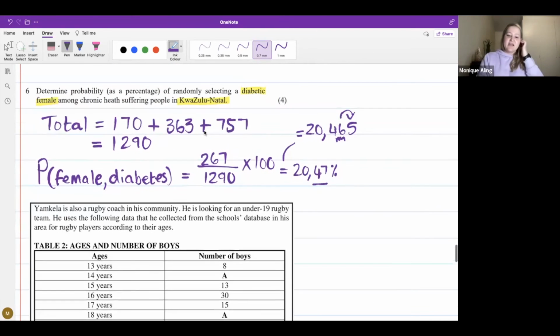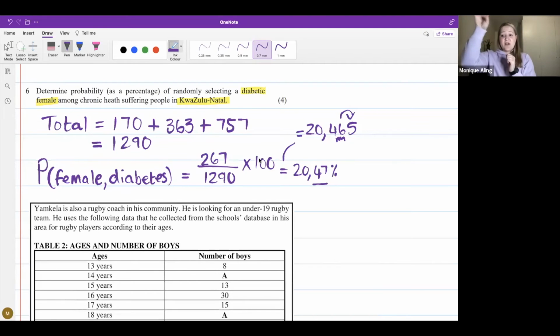Okay, let's quickly check. I see we've got another question explaining question 6. Just quickly, guys, with question 6 again, it was a probability question. We always answer as a fraction first and then convert to a percentage or decimal or whatever they want. They want a percentage specifically here. They said, what is the probability? So what is the chance of randomly selecting a diabetic female?